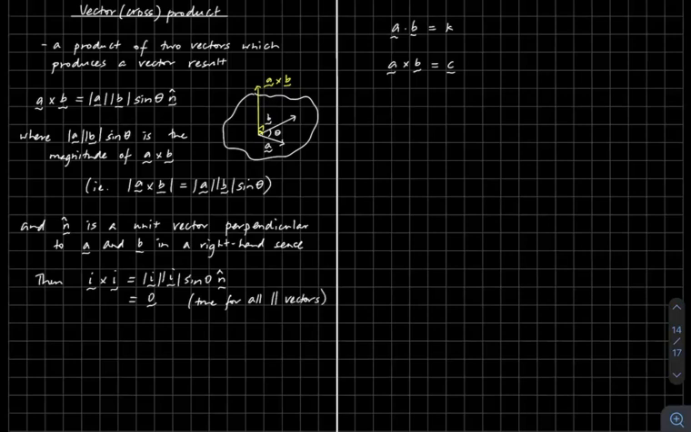The cross product of any parallel vectors is going to be 0, in the same way as the dot product of any perpendicular vectors is 0. Except in this case, technically it's the 0 vector.